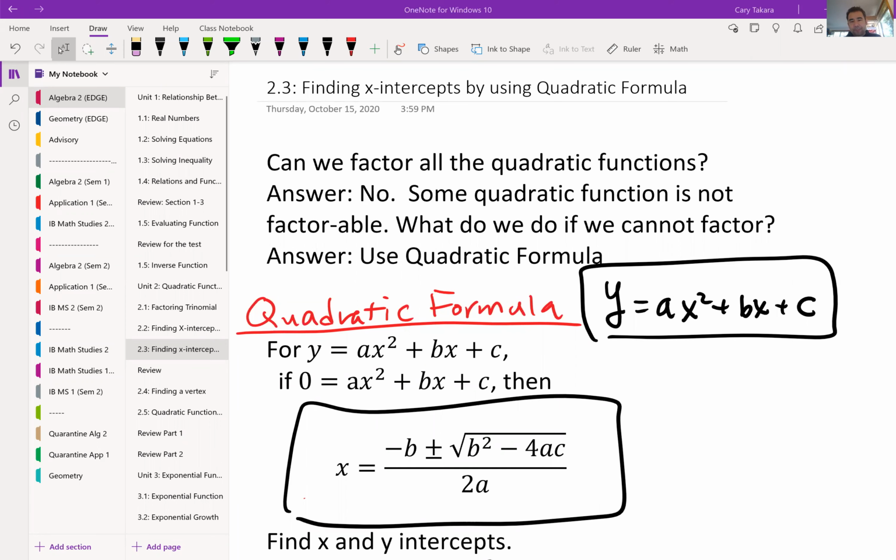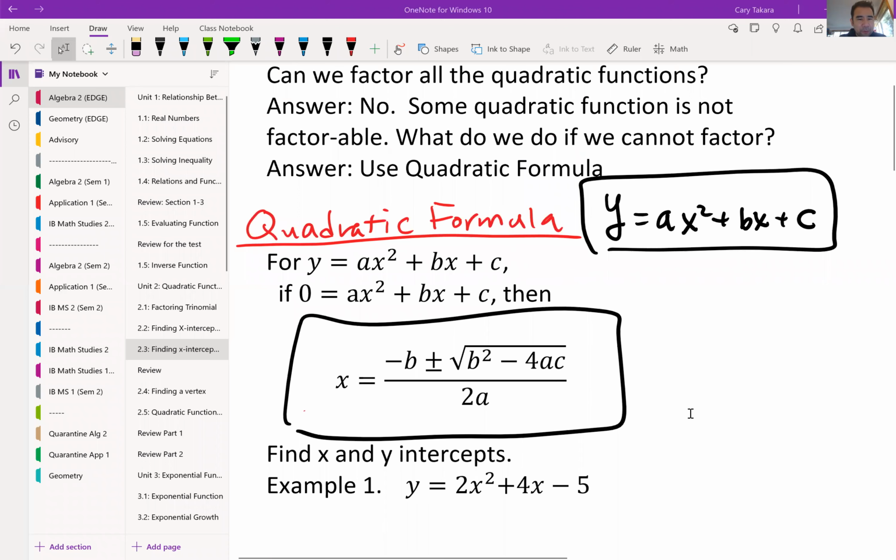All right. Now, this quadratic formula. All right. Does anybody want to sing a song, quadratic formula song, for all of us?